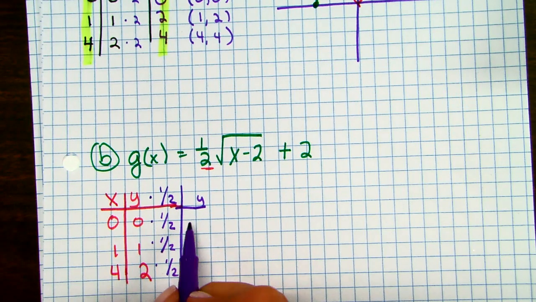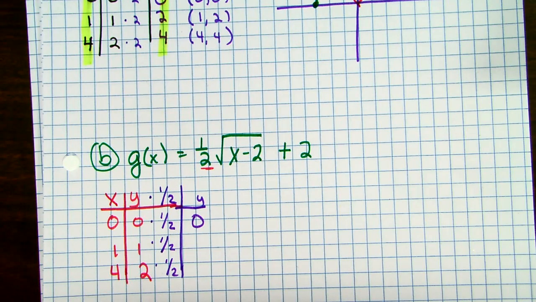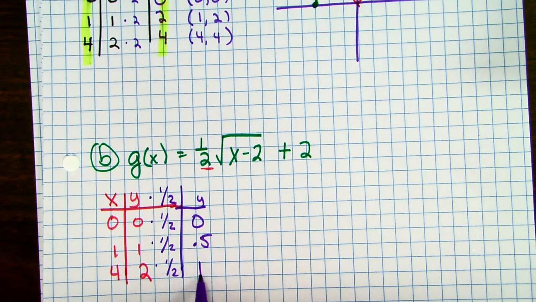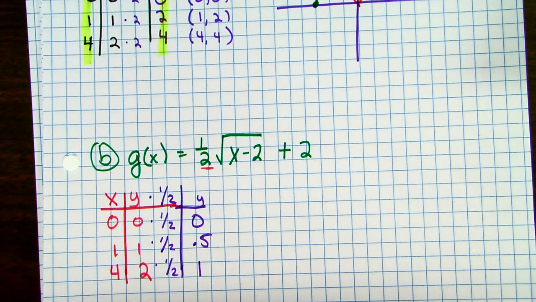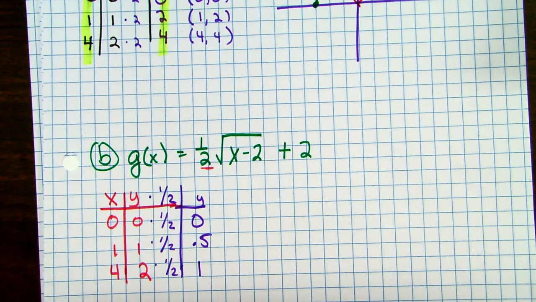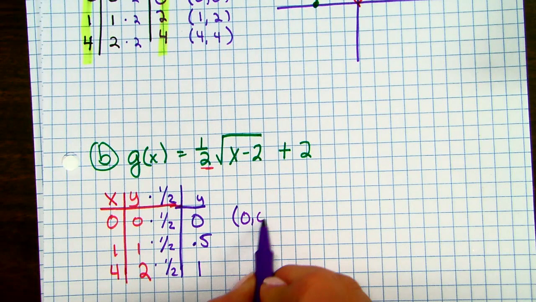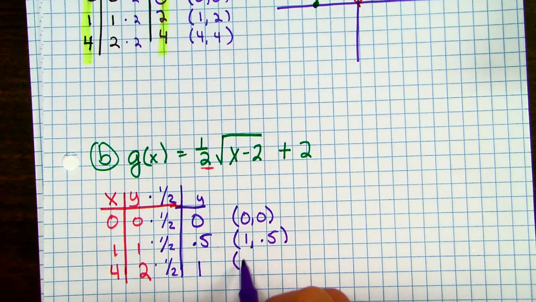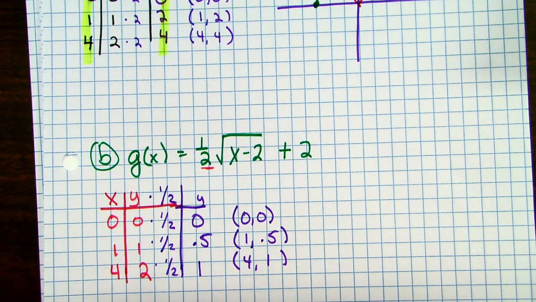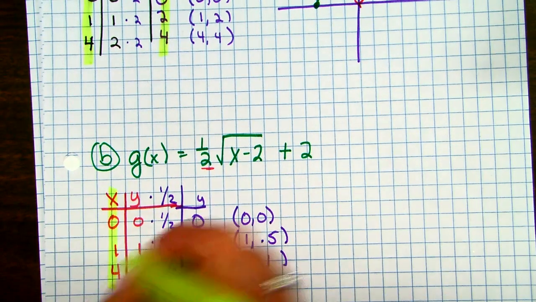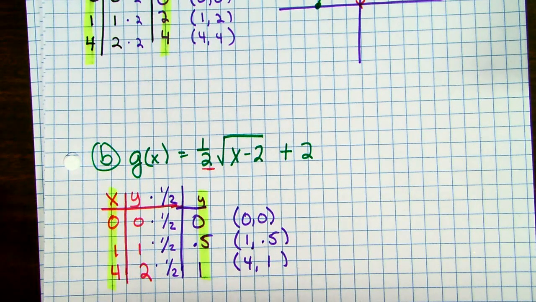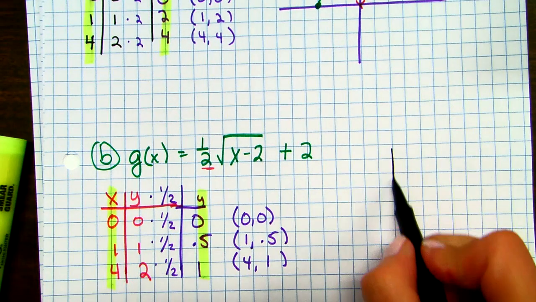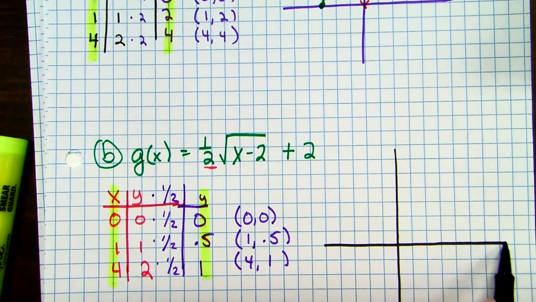Well, 0 times anything, y'all, is 0. Half of 1 is 1/2 or 0.5, doesn't matter, fraction, decimal. And half of 2 is 1. When you multiply something by 1/2, you're actually just dividing by 2. Okay? So we'll be graphing 0, 0, 1, 0.5, and 4, 1. Those will be our starting points. I got them from here and that last column. So those are the ones we're going to graph as x's.